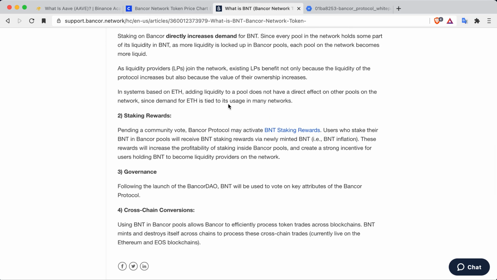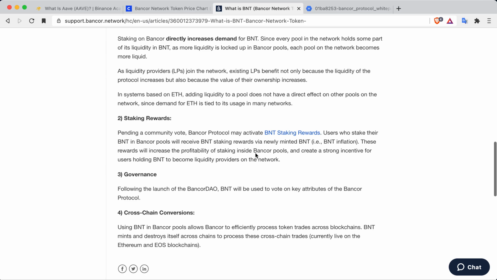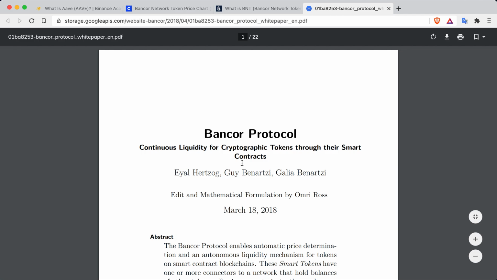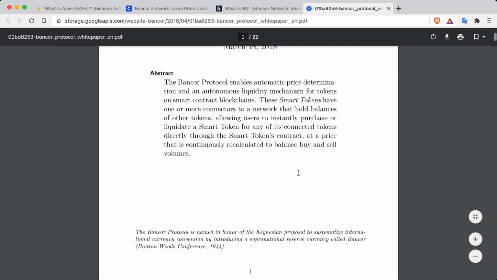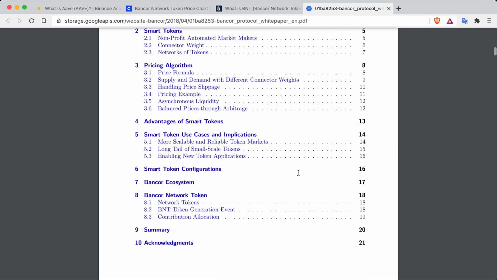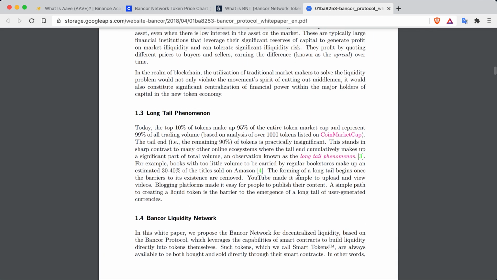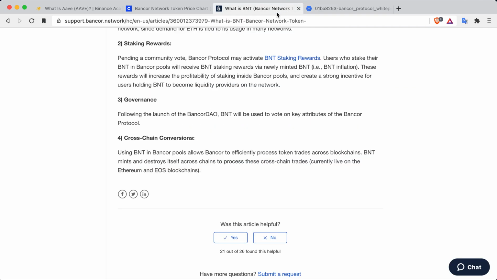I can only teach you basic information. You have to go deeper in this information. And Bancor does have a white paper, Bancor Protocol, continuous liquidity for cryptographic tokens through their smart contracts. So they've got a white paper, and you can read all of it to fully understand what BNT is.